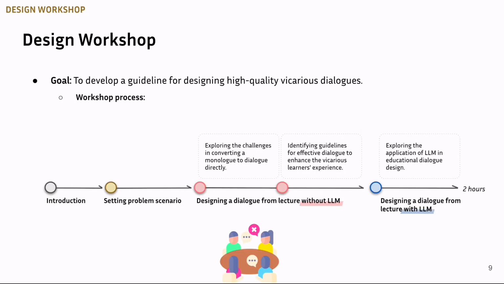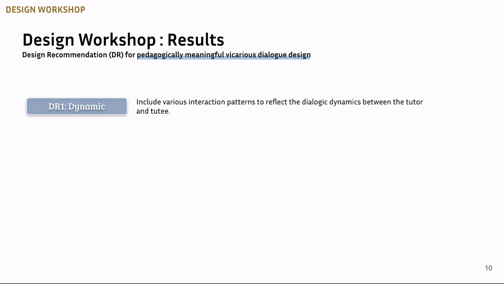During the workshop, participants set problem scenarios in groups, designed a dialogue from a lecture without LLM, and designed a dialogue using LLM. Through our workshop, we derived 5 design recommendations necessary for designing pedagogically meaningful dialogue. First, dynamic. The dialogue should include various interaction patterns to reflect the conversation dynamic that often occurs in real classrooms.